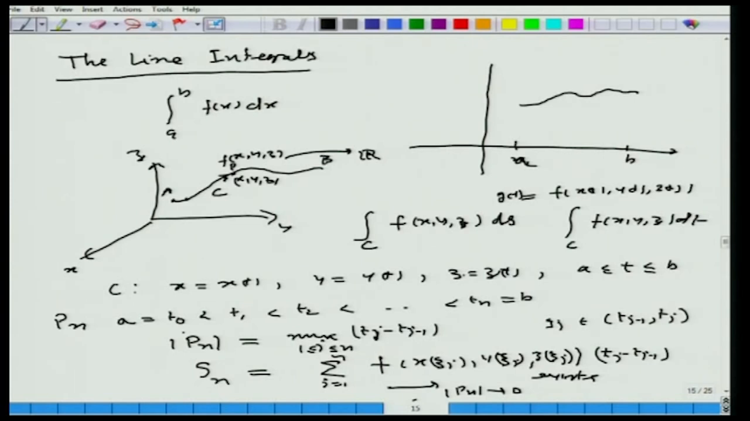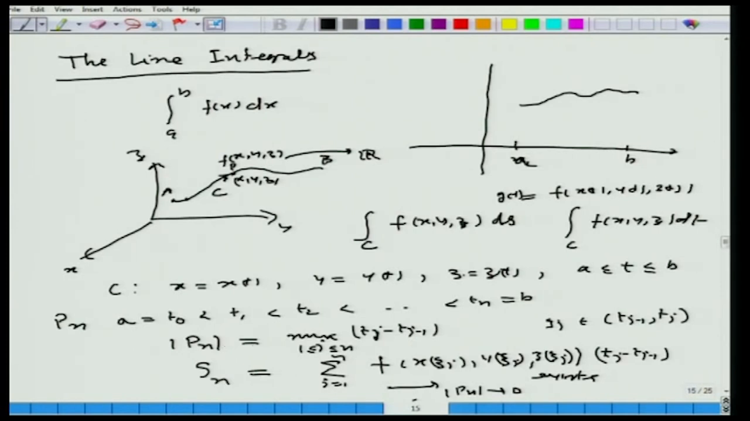So, this can be defined like this: we partition this interval a to b into n sub intervals, and the norm of this partition is defined as the maximum of t_j minus t_{j-1}, j running from 1 to n. So, when this maximum length goes to 0, consider the limit of this sum S_n, which is defined as f(x(ξ_j), y(ξ_j), z(ξ_j)), where ξ_j is a point in the sub interval t_{j-1} to t_j, multiplied by the length t_j minus t_{j-1}. If this sum has a limit as the number of partitions increases, and it is independent of the partition P_n considered, it does not matter which way we take these points, as long as the maximum length of these sub intervals goes to 0.